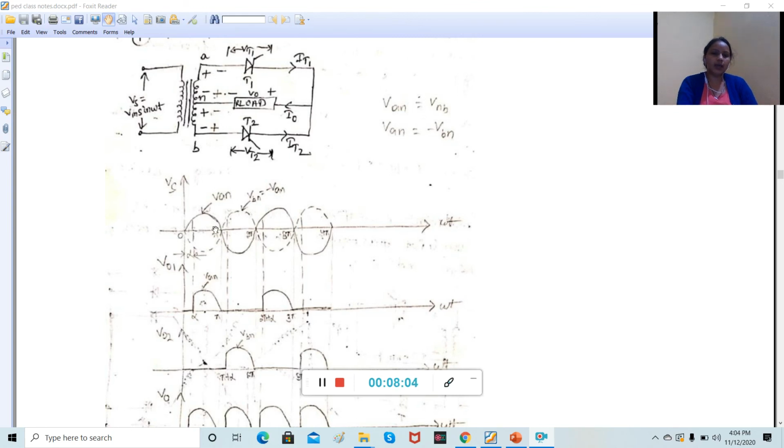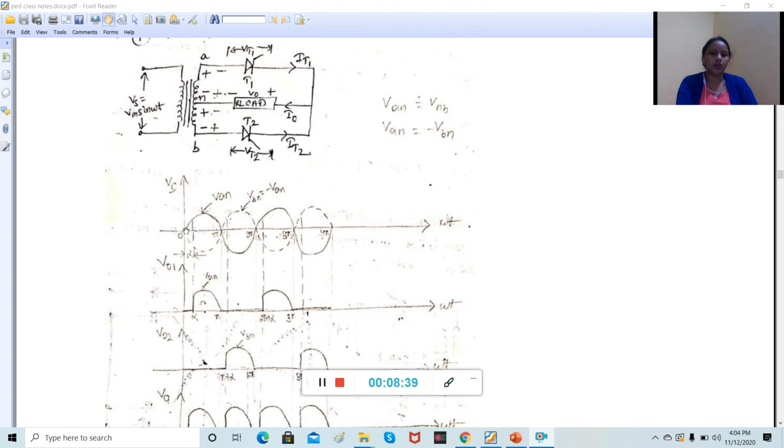See, if this is VAN, then in the negative half cycle A point is negative, then B point is positive. That means this is the reverse of this VAN. That means this part is the minus VAN, or you can write it as VNA. Okay, so here VAN is equal to VNB, or you can write VAN is equal to minus VBN.